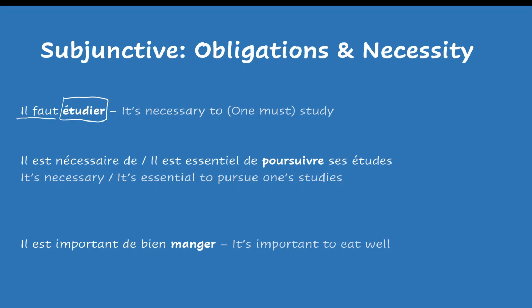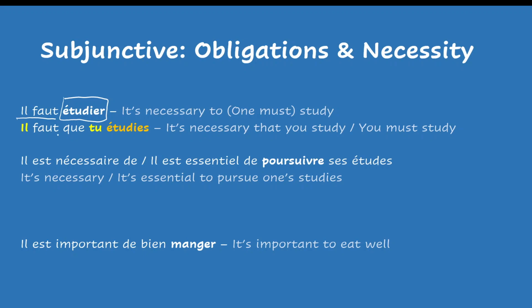But as you notice here, when you say it's necessary to study, il faut étudier, it is a broad statement that you're making. It's a general statement. On the contrary, when you say il faut que tu étudies, it's necessary that you study or you must study. You are telling someone to study. It's not a broad statement. So in those cases, you must use the subjunctive to express that necessity, but to someone, right? It's not a broad statement anymore. So you still use il faut, but then que tu étudies, subjunctive.